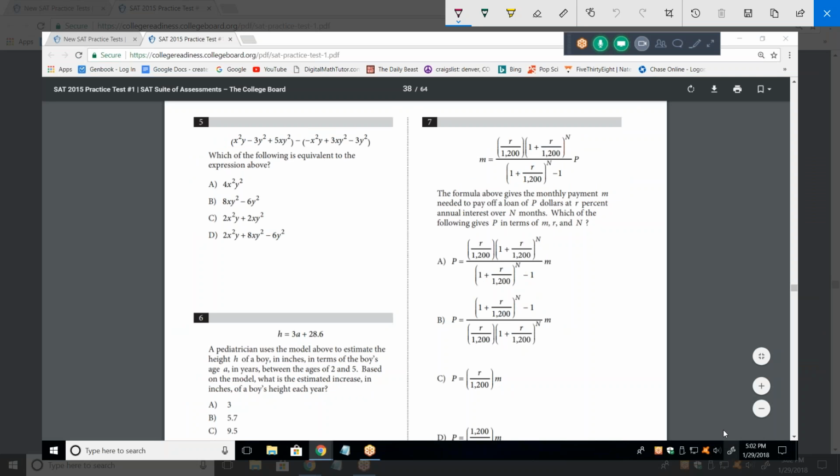Okay, so let's look at 7. Take a look at 7. Go ahead and read it. Look at the first few answers. Tell me, is this easy, medium, or hard? Medium or hard? Okay, I don't blame you for saying medium or hard.